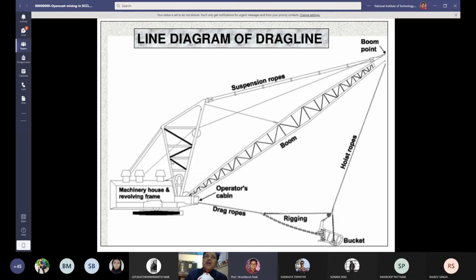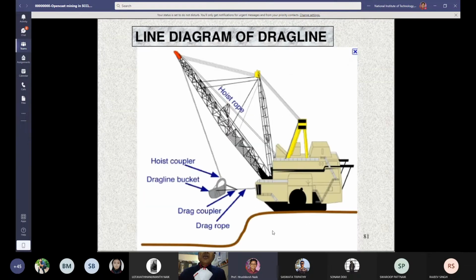And this is the machinery house, and the revolving frame is there, with the help of which the dragline can rotate 360 degrees. This is shown again in a better manner, a line diagram of a dragline.